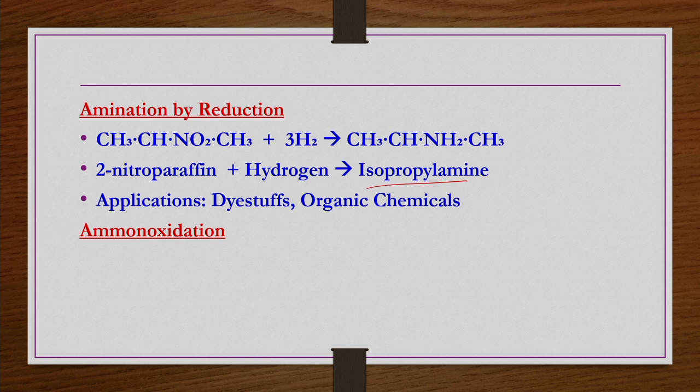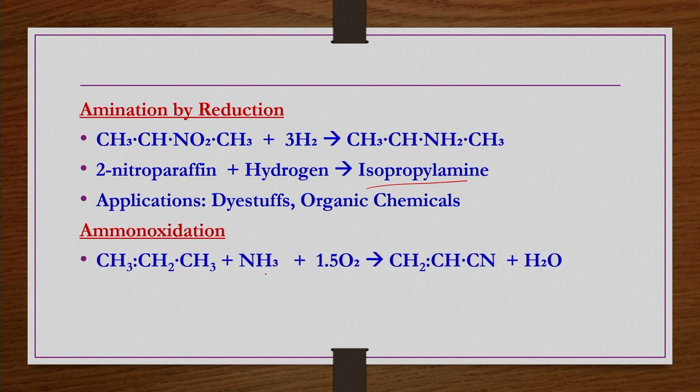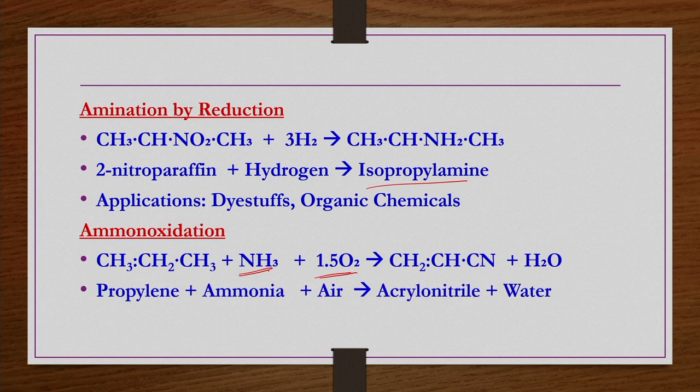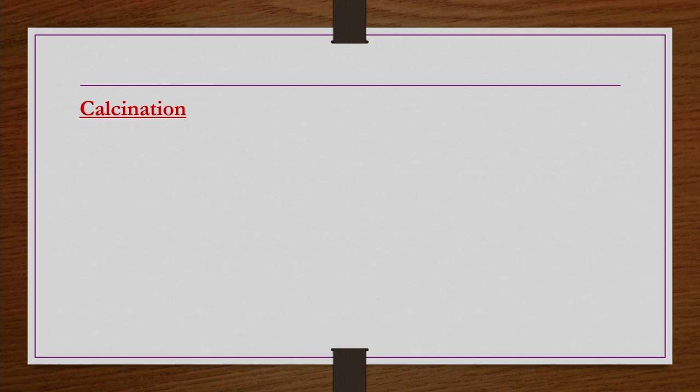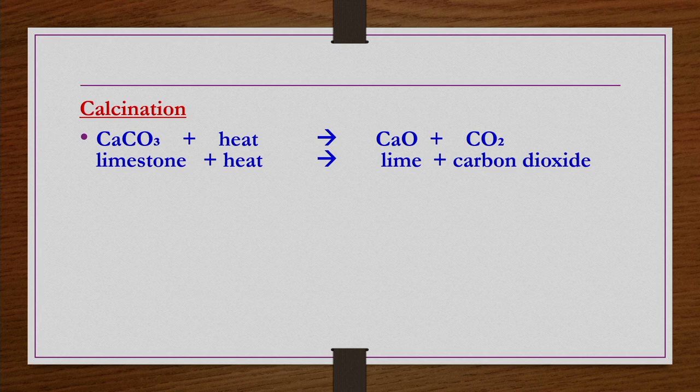Then ammonoxidation. Here, an organic component is reacted with ammonia and oxygen. That's the reason these reactions are known as ammonoxidation. For example, propylene, if you react with ammonia and air, then you will get acrylonitrile as a product. This acrylonitrile is often used in plastics and synthetic fibers industries. Then calcination, a very well-known reaction for almost all chemical engineering students, where limestone, if you heat, you get lime and carbon dioxide.